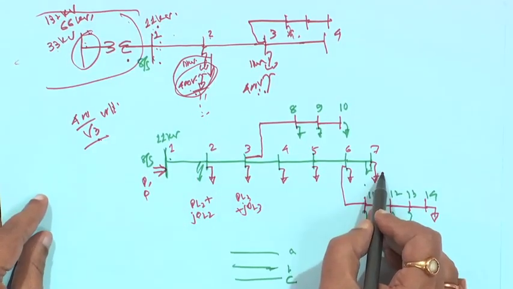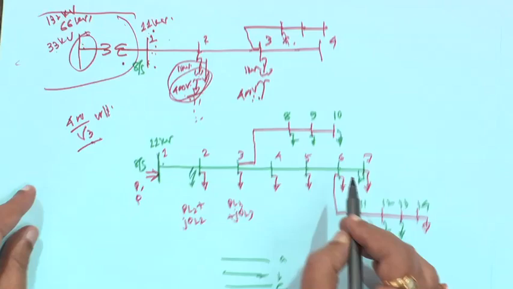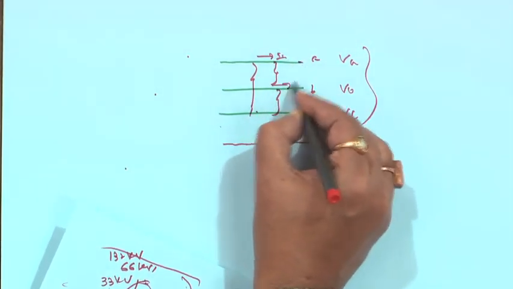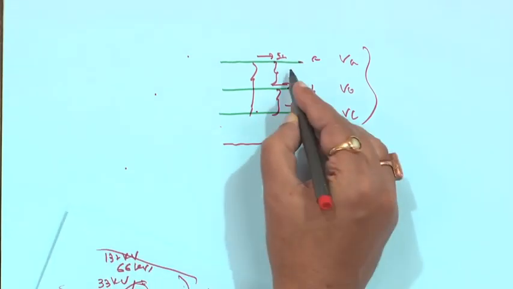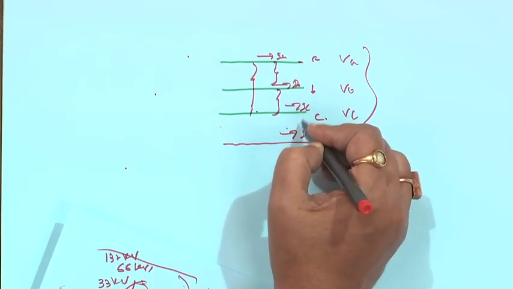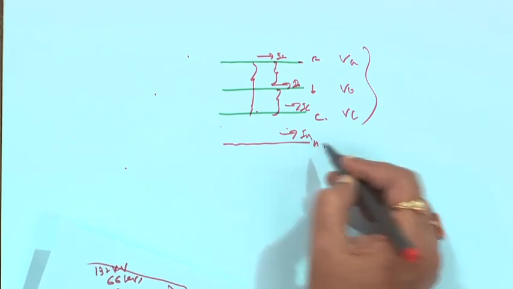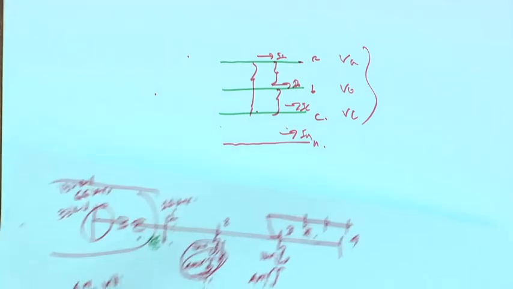If network is balanced, then we can represent them by a single line, assuming that all the phases carry the same amount of current. But otherwise, suppose this is your I A, this is your I B, this is your I C, if they carry different currents, there is a possibility that neutral also will have some current. If I A, I B, I C are different, then mutual coupling will happen, but we will not consider that.